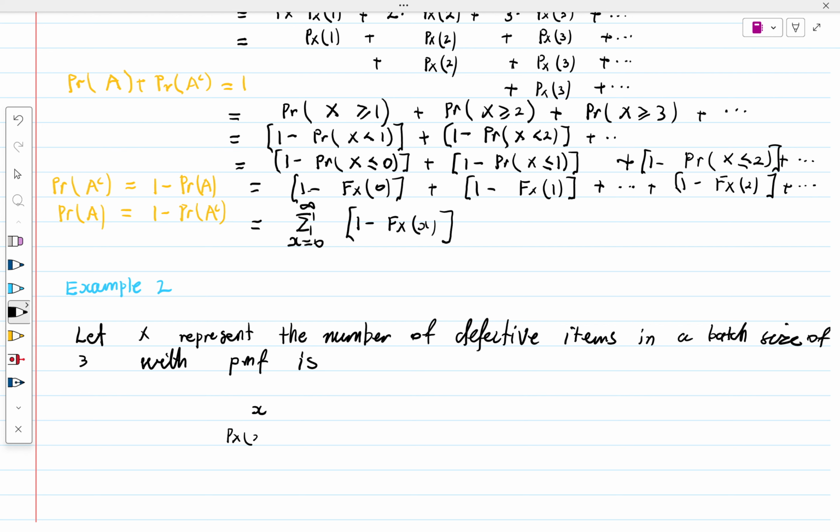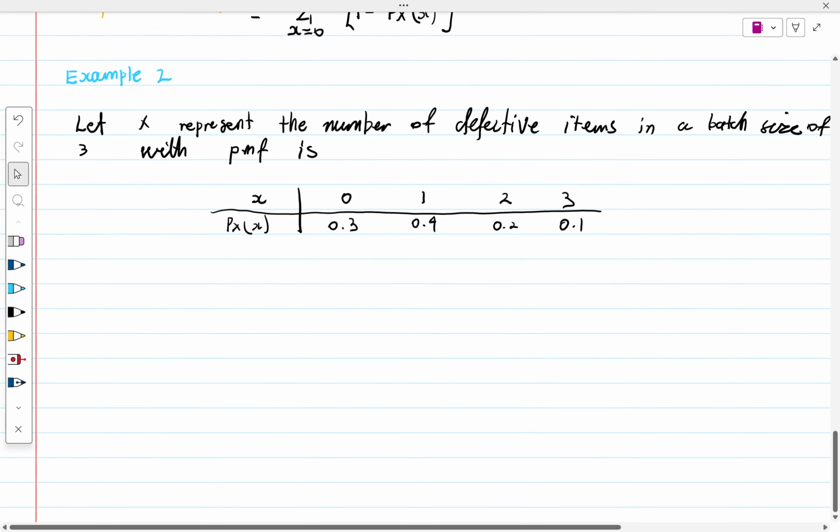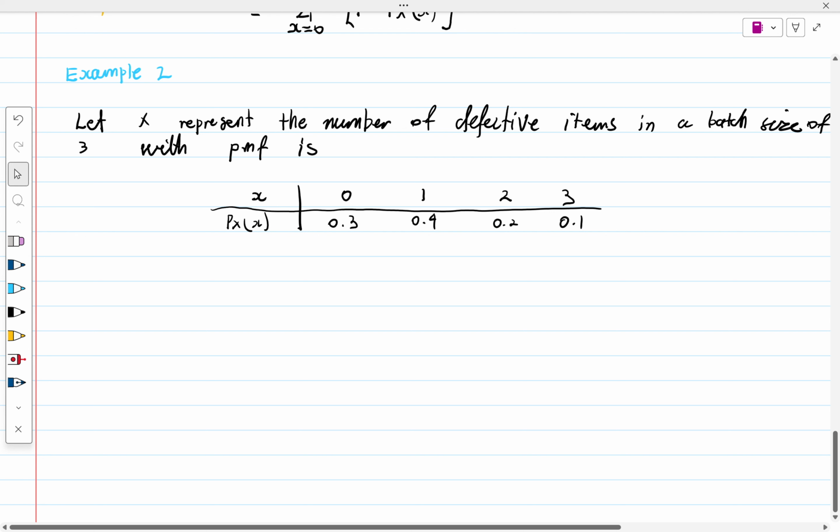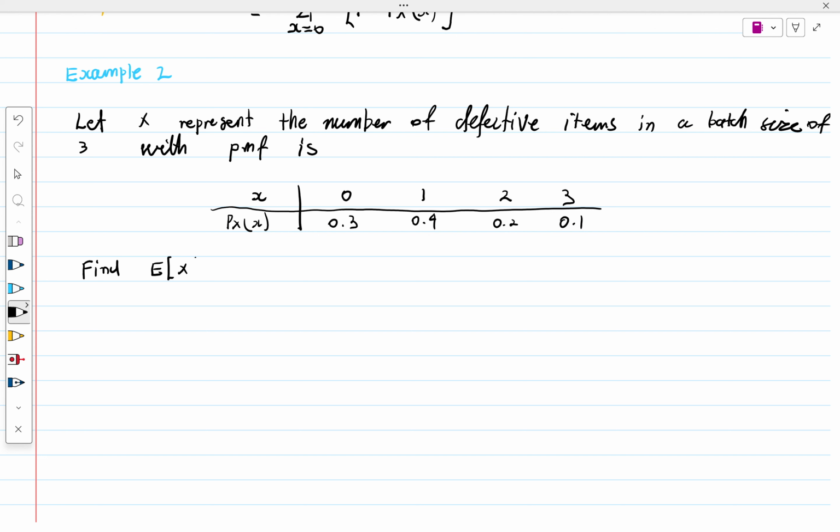Probability X is equal to x. Say it takes the values 0, 1, 2, and 3, and it takes those with probabilities 0.3, 0.4, 0.2, and 0.1. Let's suppose this is our probability mass function. And now our goal here is to find the expected value of X using the CDF, or the cumulative distribution function.